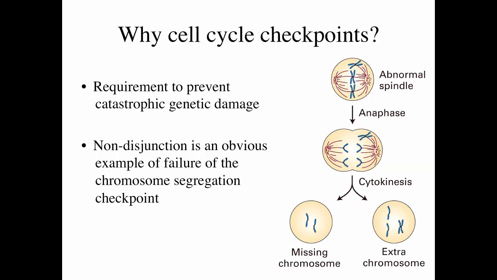So again, a much more complex slide than we need to worry about for our course, but you can ask the simple question, why do you have to have cell cycle checkpoints? That would be an absolute requirement to prevent catastrophic genetic damage, and this simple-minded cartoon shows what happens if there's a failure of the chromosome segregation checkpoint. You would get non-disjunction. Somehow the chromosome segregation checkpoint fails. Not all the chromosomes are attached to the spindle, so when the cell divides, one cell is going to miss a chromosome, whereas another cell is going to get an extra chromosome. You can imagine that could lead to very catastrophic genetic consequences to the daughter cells.